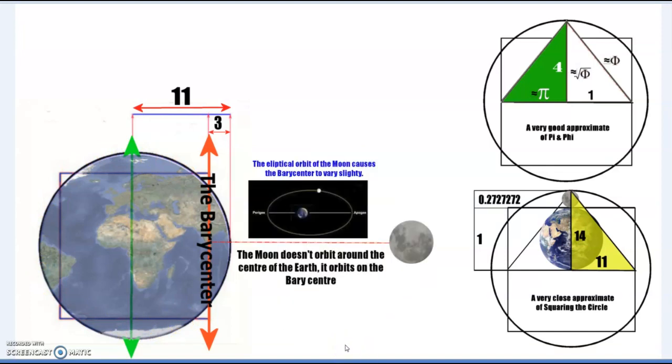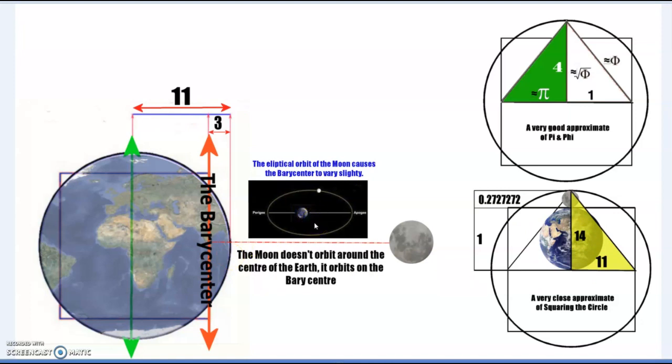Well, that's to do with the barycenter. So the Moon has mass, the Moon has weight, so it doesn't orbit the center of the Earth. It's pulling on the Earth as the Earth is pulling on the Moon. So where the Moon actually orbits is something called the barycenter, and that same 11 to 3 or 14 to 11 geometry just happens to define where the barycenter is.